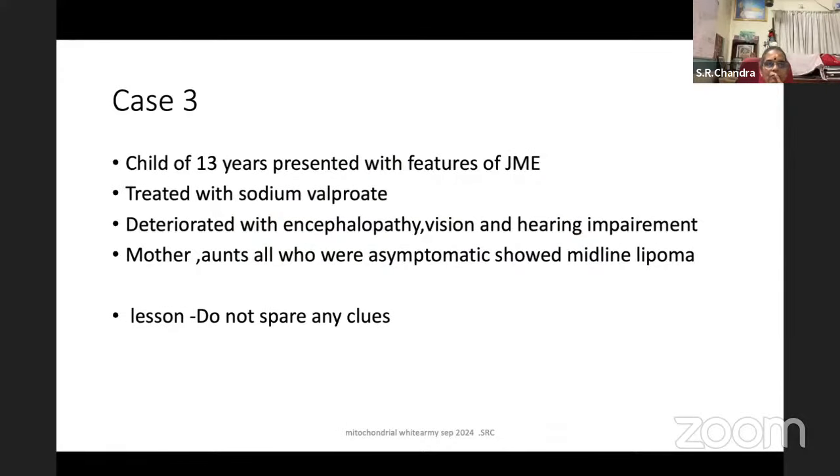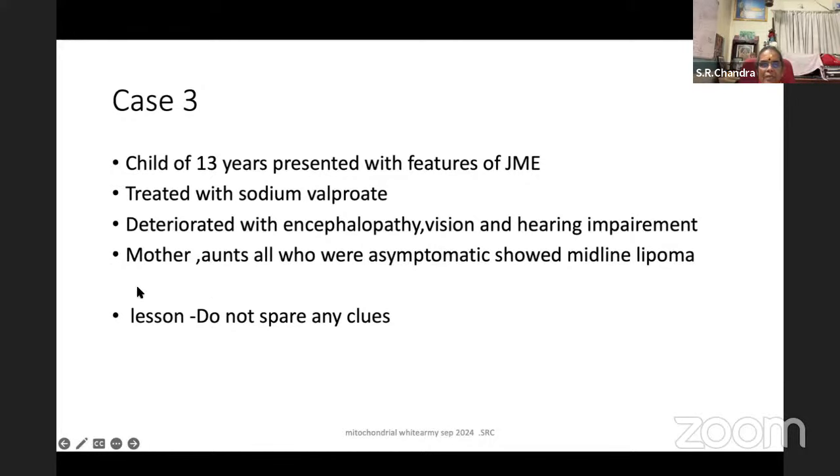Next is case 4. She is a 13-year-old child who presented with features of juvenile myoclonic epilepsy. Because the drug of choice for juvenile myoclonic epilepsy is sodium valproate, she was treated elsewhere with sodium valproate. Following sodium valproate, she became disoriented, blind, and deaf.